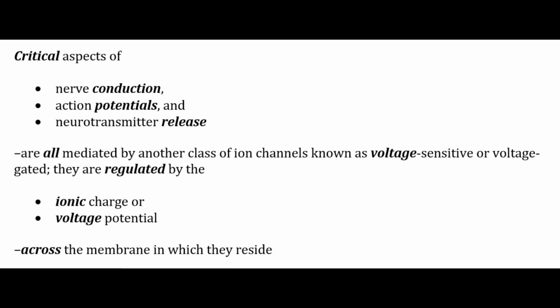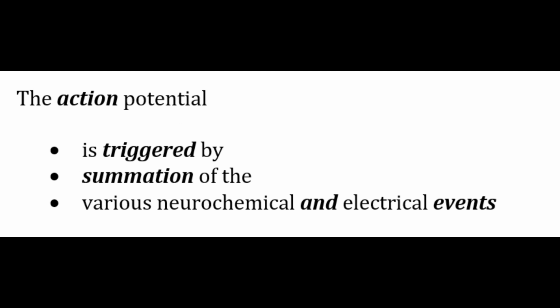Critical aspects of nerve conduction, action potentials, and neurotransmitter release are all mediated by another class of ion channels known as voltage sensitive or voltage gated, and they are regulated by ionic charge or voltage potential across the membrane in which they reside. Now, as we know, the action potential is triggered by summation of various neurochemical and electrical events.